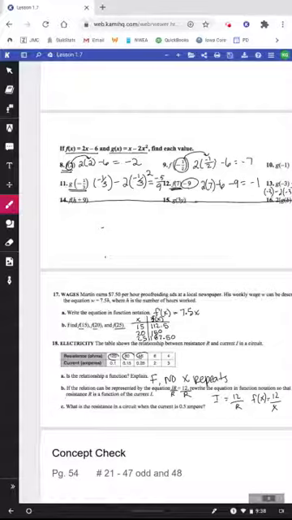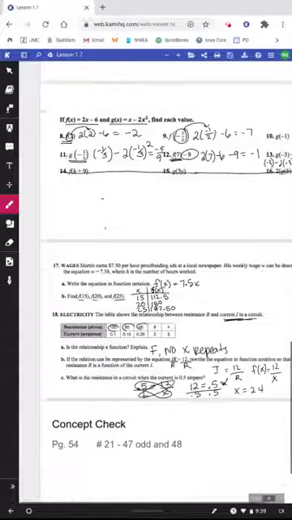It wants to know what is the resistance in a current when the current is 0.5 ampere. So we put 0.5 in for my I, because it says I up here is the current. And so then in order to get x by itself, I'm going to need to do cross products. So 12 times 1 is 12. 0.5 times x is 0.5 x. Divide each side by 0.5. And x equals 24. And there's your concept check.